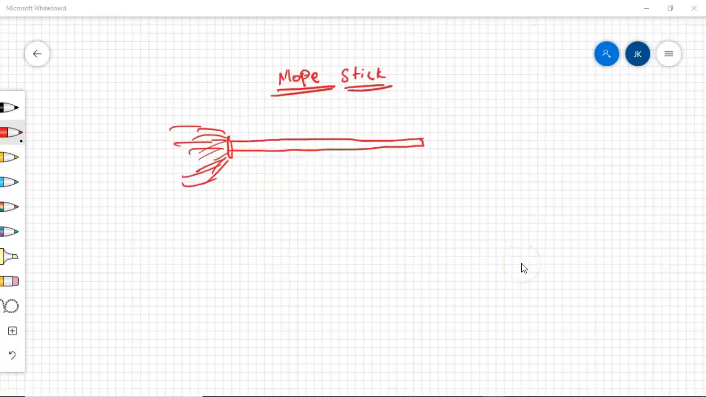Another example from our daily life: the mop stick. This is a regular shaped object, like a cylinder. At the center of the cylinder the center of mass should be, but in this case the center will not be here. It will go closer to the more mass region. Here is more mass, some extra fitting, so this point will move closer to the more mass region. So center of mass 1 is without these threads, and center of mass 2 is with the extra mass.